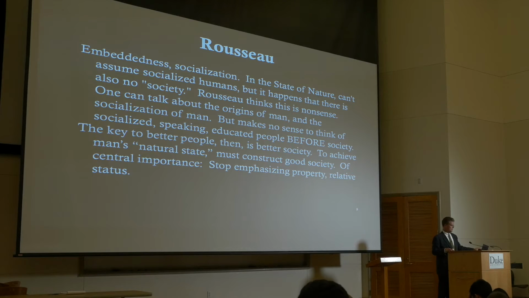Our current society is not well-constructed because it has property. As we read about last time, first thing we need to do is get rid of the notion of property. Stop emphasizing property and relative status, and we can re-socialize people. And only then can people actually live in their natural state. So neither the state of nature nor the current construction of society are good.